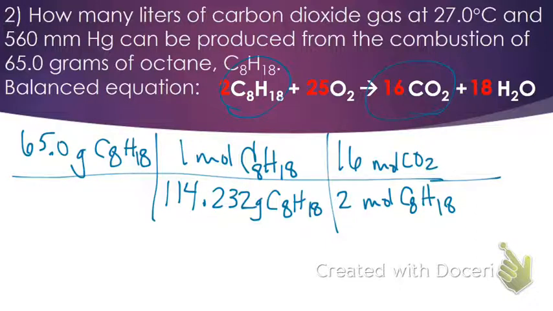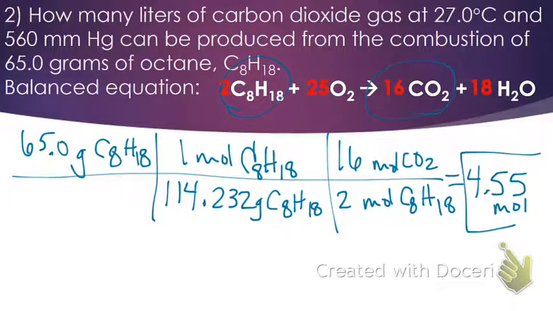Okay, and that's where I have to stop, actually. I wanted to keep going. My instinct is to go back to grams, but I want to stop at moles so that when I get this answer, I can plug it into PV equals nRT. So solving this actually gets me 4.55 moles of carbon dioxide, and that's going to be my n.